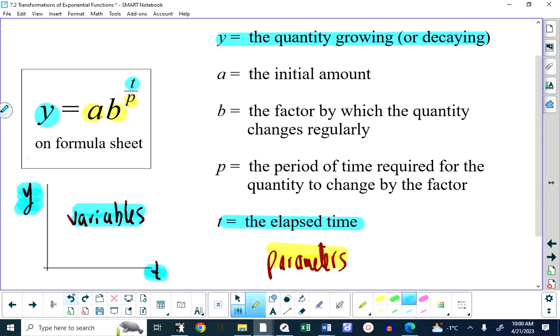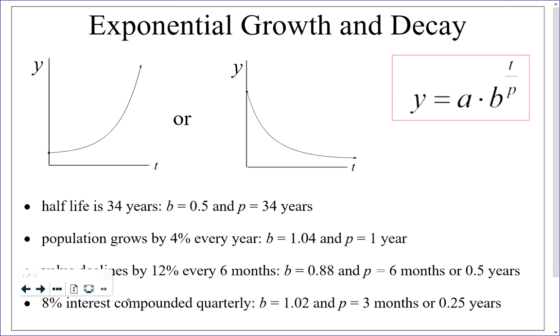A is the initial amount. That didn't change from yesterday. We learned that yesterday. A is the initial amount. B is the factor by which things change regularly. So B is the factor by which things change. There's a lot of information here, but for example, if you're talking about half-life, half-life means things are being multiplied by a half regularly. So B would be a half.